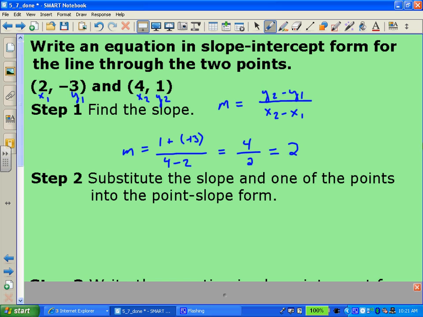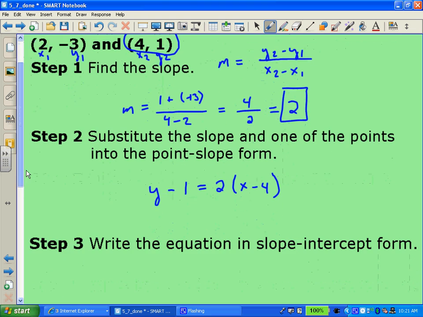So then the next thing I do is I take the slope that I just found and I take one of the points that I'm given. It doesn't matter which one I choose. I'm going to choose 4, 1. And I put it into point-slope form. So that would give me y minus 1 equals 2 times x minus 4.